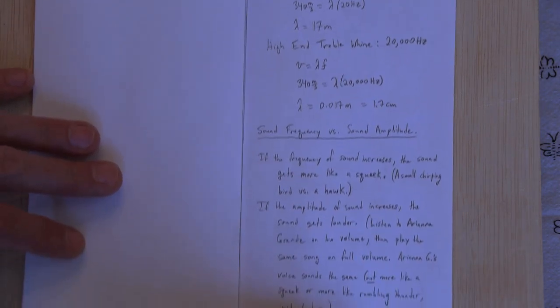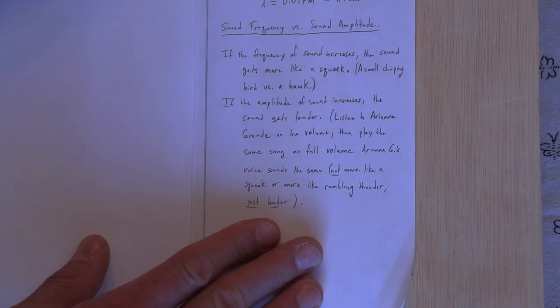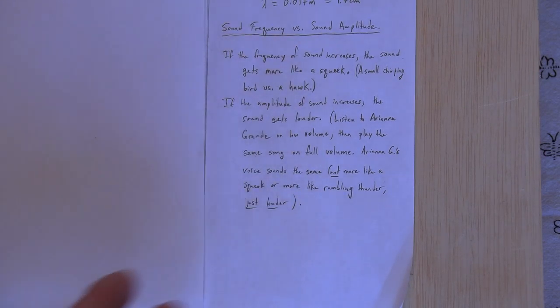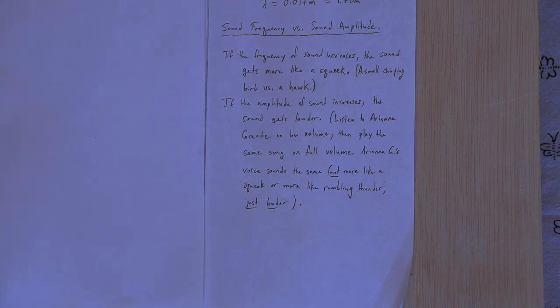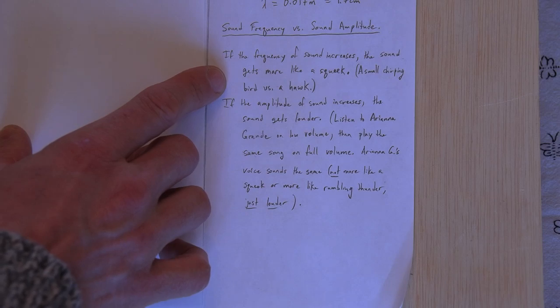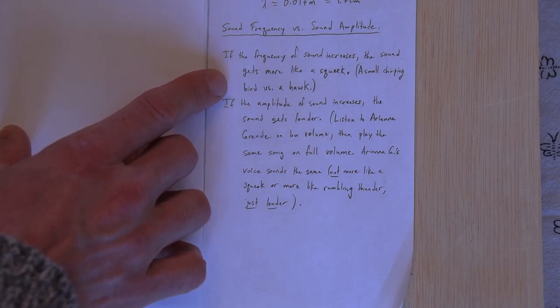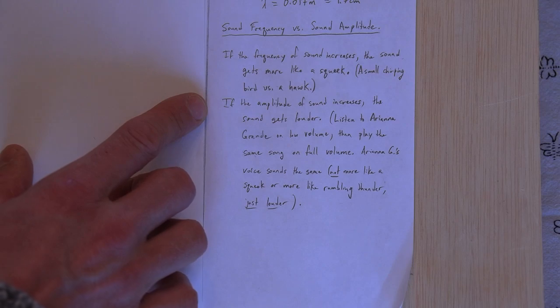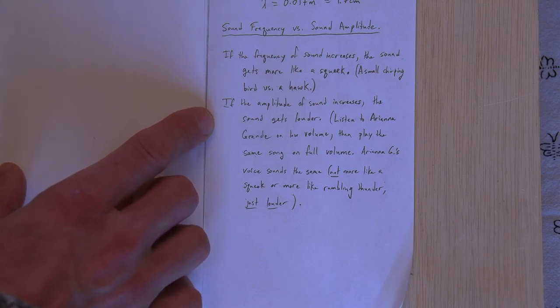The last point I want to make is about sound frequency versus sound amplitude. What does it mean when a sound has a higher frequency? Well, we just heard, and you can see it through that sound generator, it's more of a whine, the higher frequency you get. The sound amplitude is the loudness. So this is what this is saying. If the frequency of sound increases, the sound gets more like a squeak, like a small chirping bird versus a hawk. That's a higher frequency. If the amplitude of the sound increases, the sound gets louder.